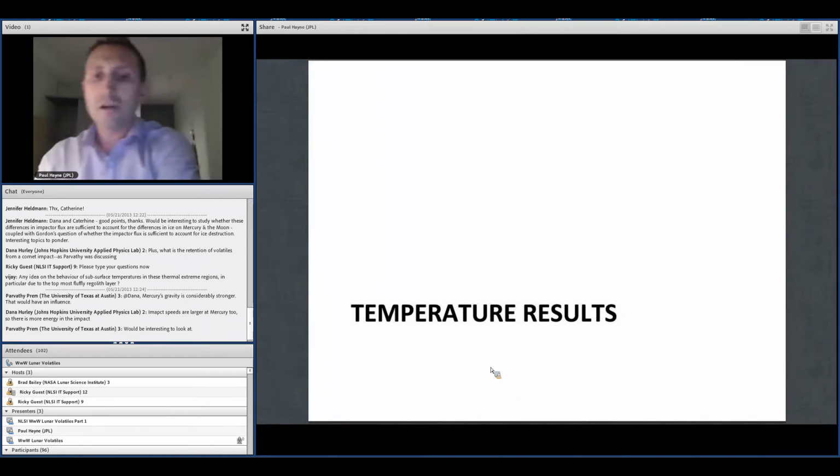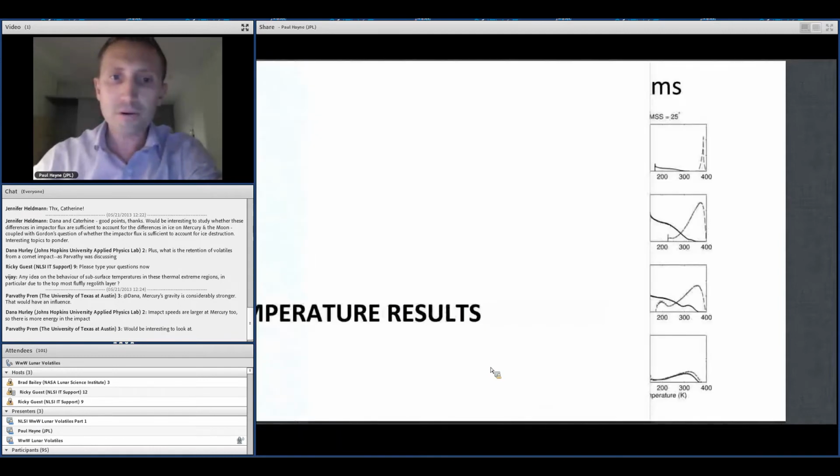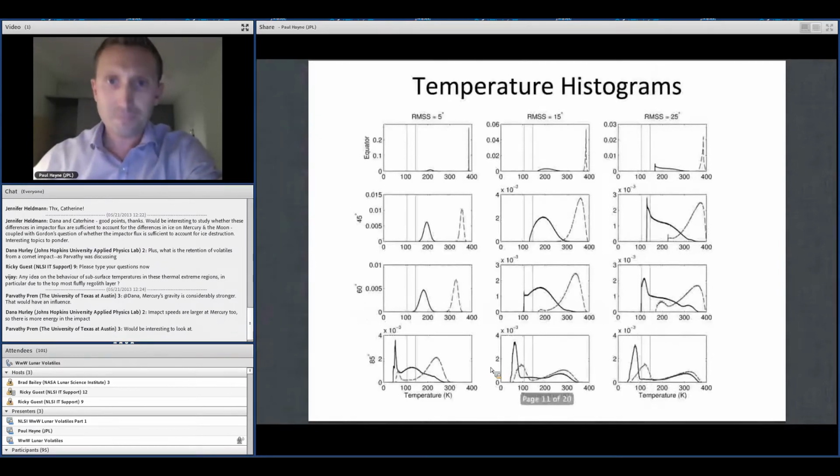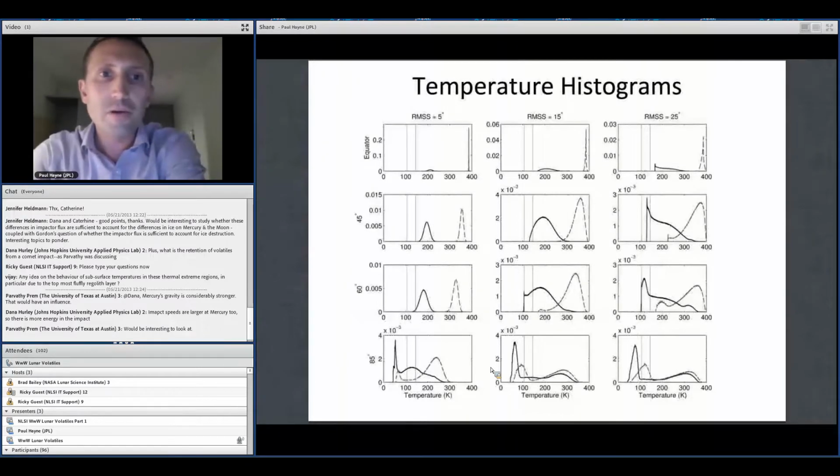So what we did then is to take this slope distribution and calculate temperatures for every different combination of slope and azimuth, and then plot histograms. So that's what's shown in this slide. Each column represents a different value of the RMS slope, going from 5 to 15 to 25 degrees, and then each row is a different latitude. So here we've got the equator, 45, 60, and 85 degrees latitude.